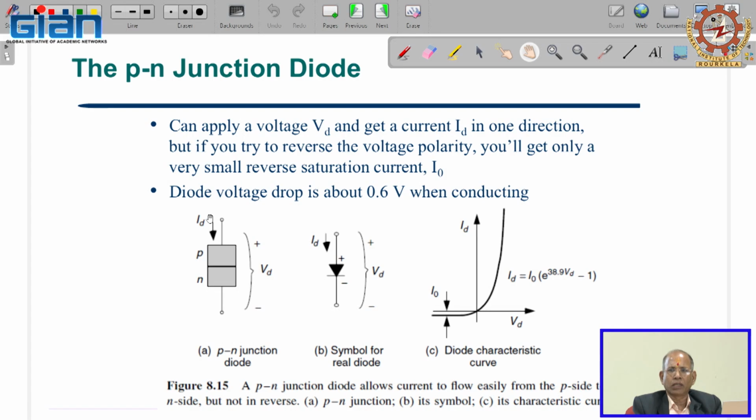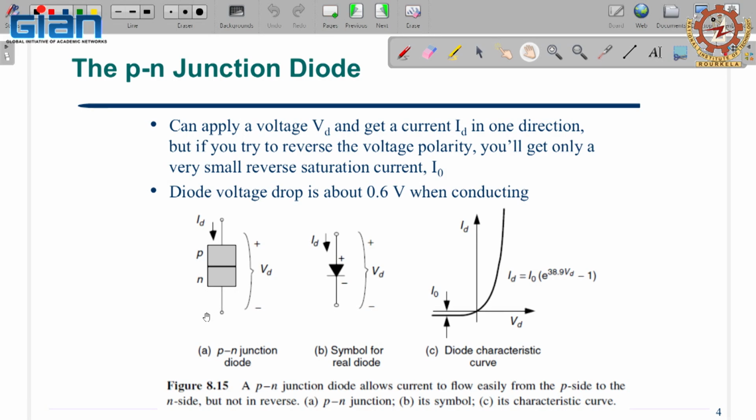A little bit you can see about the diode comprising P and N type material. When it is in forward bias, the diode current is there, but if you connect the diode in reverse bias, the current flow is just like a leakage current. This is the symbol for the diode, and here is the diode characteristic. This part is the diode characteristic in the forward direction, and this is the diode current in the reverse direction.